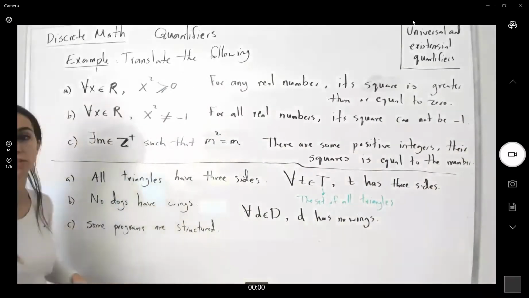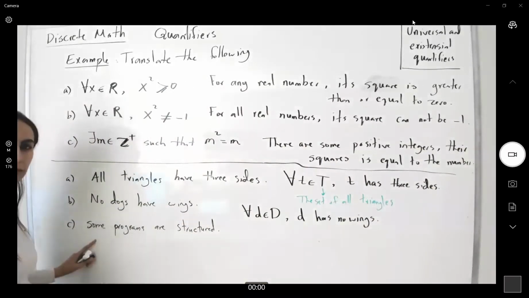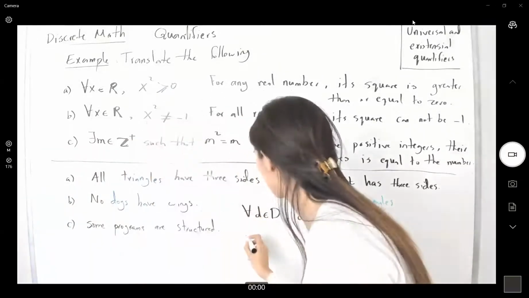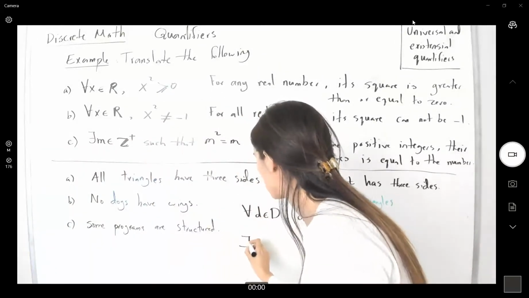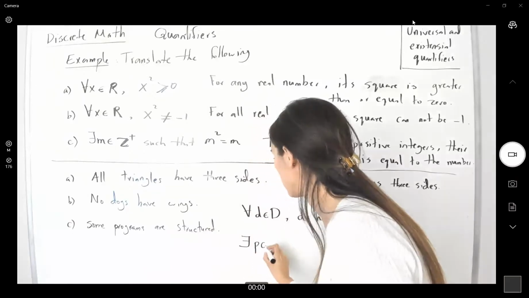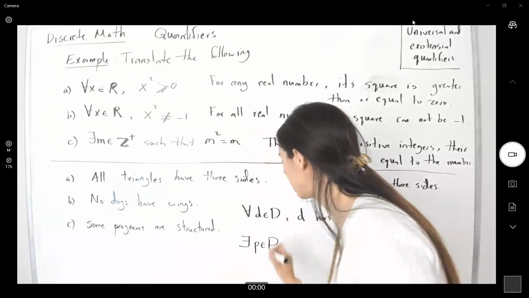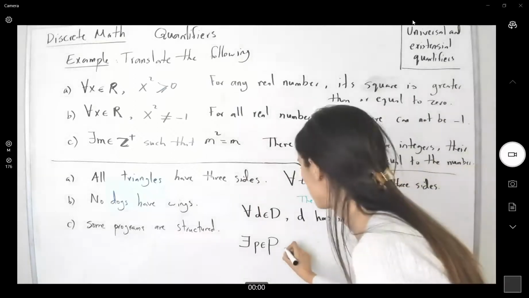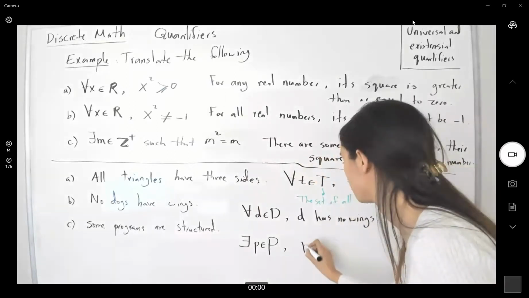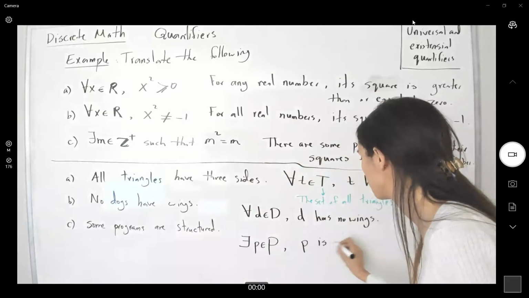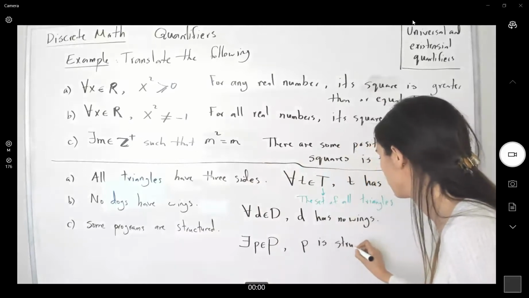Some programs are structured. Some, it means that there exists. You can find some of them. So there are some programs in the set of programs P such that p is structured.